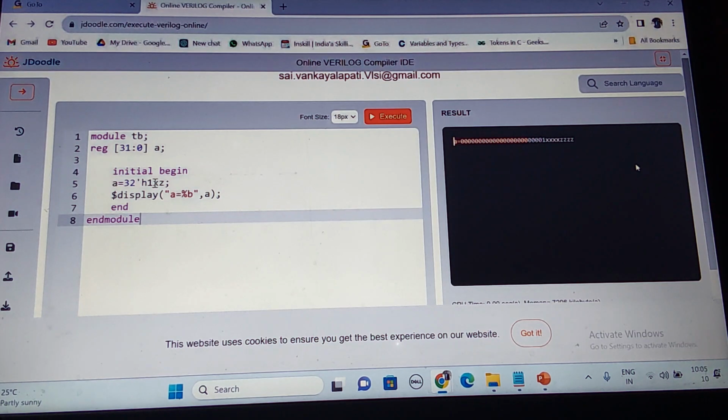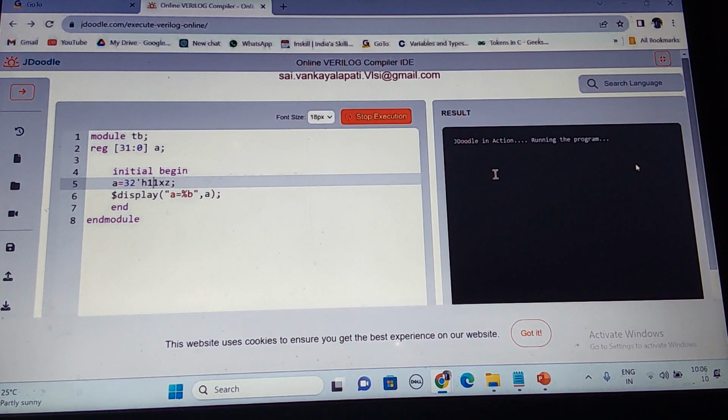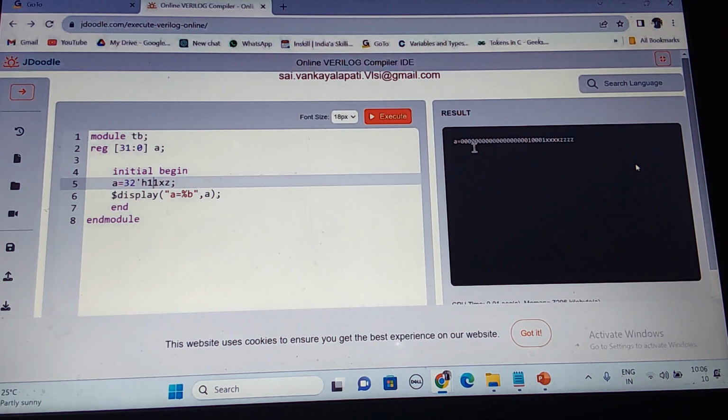If I give it like this, 1, 1, X, Z, four Z, four X, 1 triple 0, 1 triple 0, the remaining are zeros. When you do it like this, what happens here? It is not filling the rest of the bits with zeros. This rule you should understand. Now by default, what is it filling? The rest of the bits will be X's.